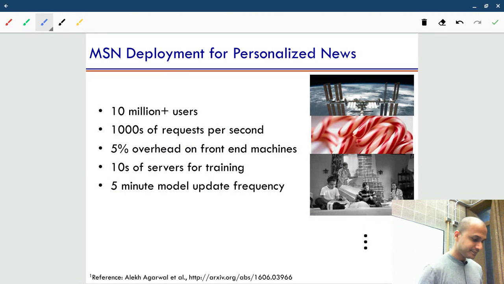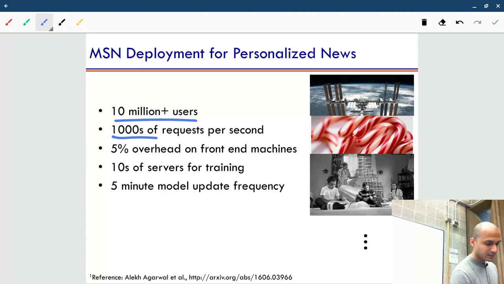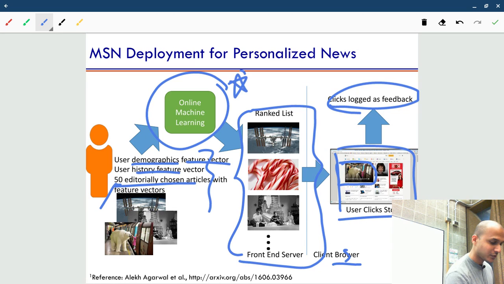Okay, and for this particular example, at that time, which is in 2016, 3 years ago, in terms of what they reported, they had tens of millions of users and thousands of requests per second. And they wanted to deploy different ML. So the block that I did not talk about is going to be the context of today's lecture.